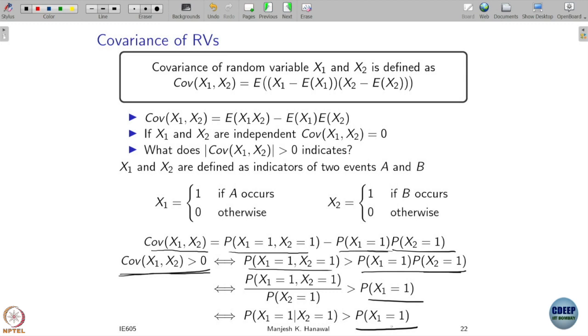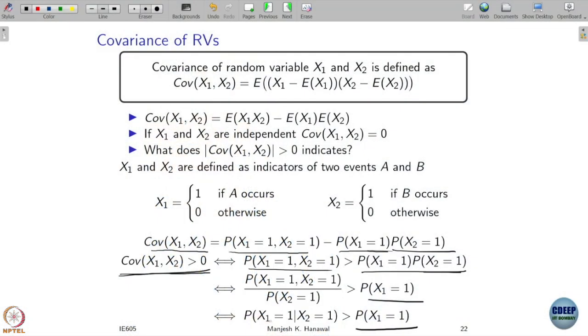That means it is already telling us that if I know something about x2, I am able to infer something about x1. Not only that, but also in what direction they are moving. In a way that if x2 is 1, it is likely that x1 is also going to be the same. There are only two values, 0 and 1. It is saying that if x2 is 1, x1 is also going to be 1. It's not going towards 0, it is going towards 1.